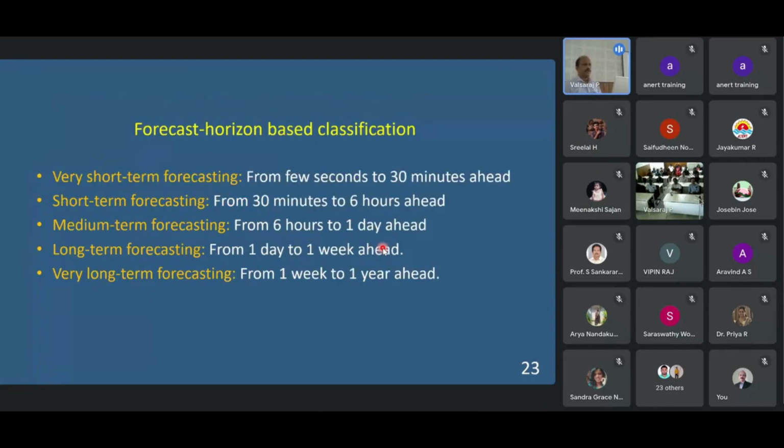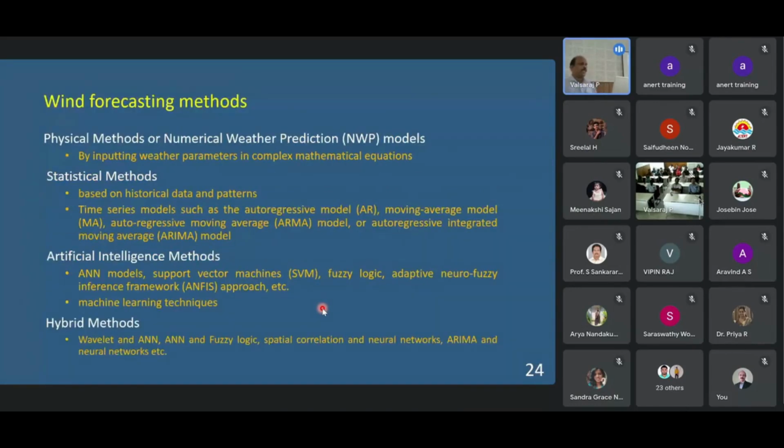Then different forecast horizons are there. Generally, there are different classifications. This is the one I prefer to present: very short, medium, long, very long. We are more interested in short-term forecasting, which is for the energy grid integration of wind-based electricity. Now there are different methods for wind forecasting: physical methods, statistical methods, artificial intelligence, and hybrid methods. And here come the machine learning techniques also. I have used these machine learning techniques in my study.